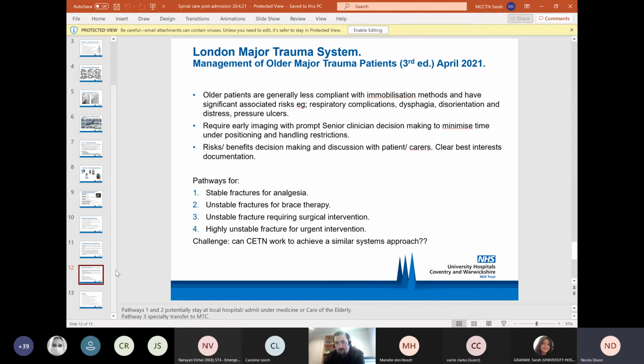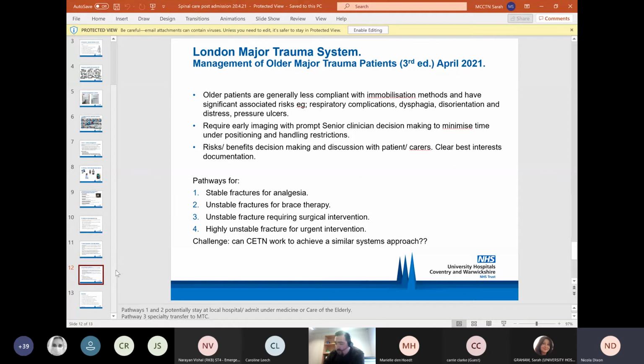We need to recognise the associated risks, and the most important thing that they come up with is we need early, prompt, senior clinical decision making, and we need to minimise the time that they're under any handling or positioning restrictions. The most important thing is that these conversations are had with the patient or their carers or significant others. There is always risk, and there could well be ligament damage, but why are we scanning to check there's ligament damage if we're not going to change our plan?